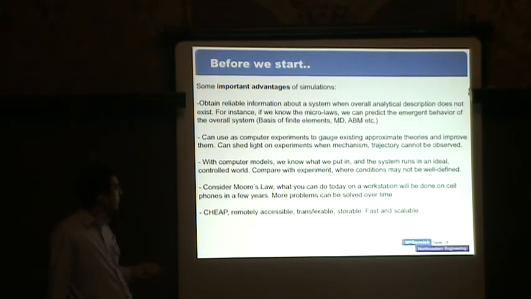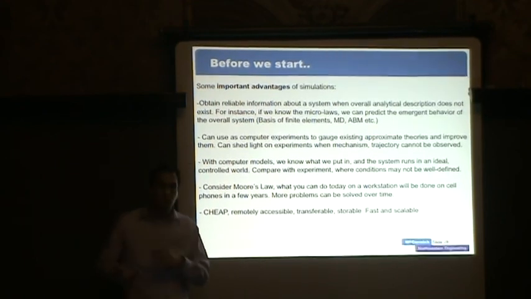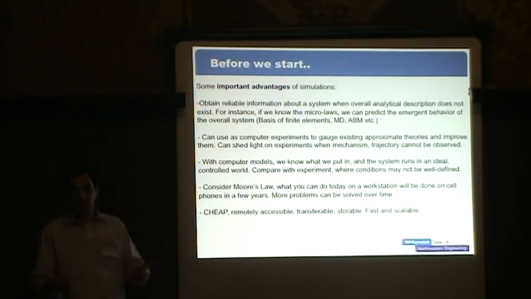And then you can also consider that in many experiments, your conditions may not be very well defined, whereas with computational modeling, you know exactly what you put into the system, so you can relate that to some of the things you observe. And then one of the key considerations is that if you consider Moore's law and expect that it's going to hold in the next 10, 20 years, what you can do today on a workstation can be done in a cell phone in 10 years or 5 years or even shorter. So this means that we can probably solve much more complicated problems all the time.